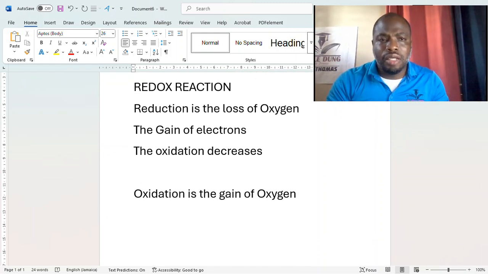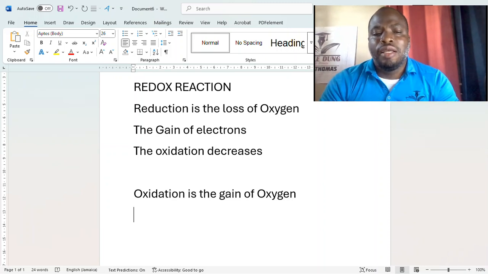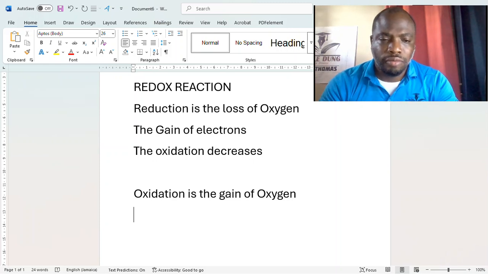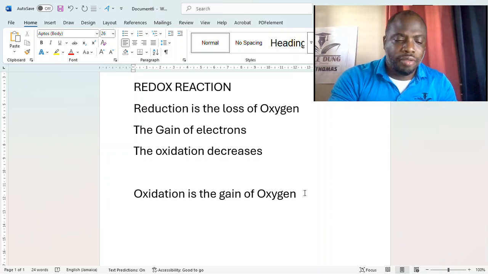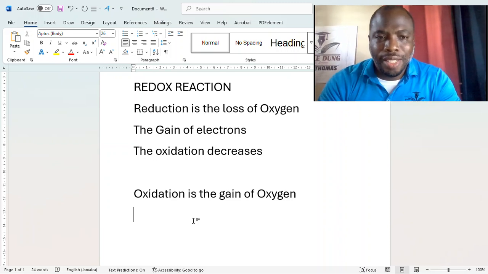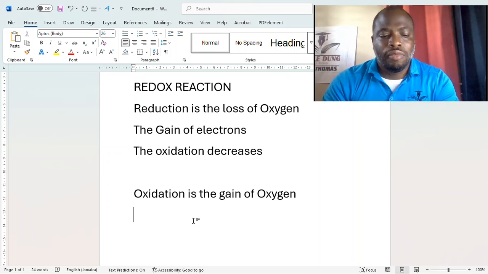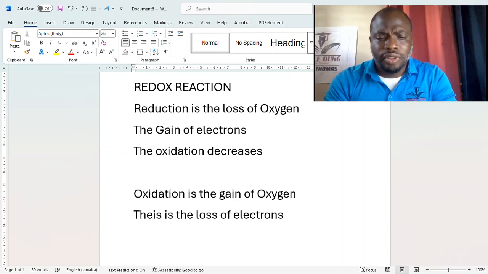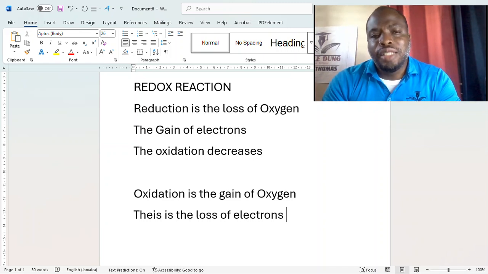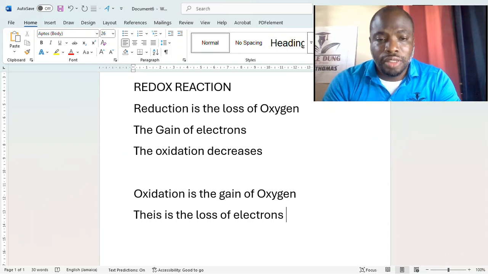Now, again, in oxidation, what you will find is that compounds will gain oxygen. And once they gain oxygen, we consider that to be oxidation. Now, we said that we can link the concept of electrons. So under oxidation, in terms of electrons, this is the loss of electrons. And so when a substance or element or compound loses electrons, then technically we know that we are having oxidation taking place.